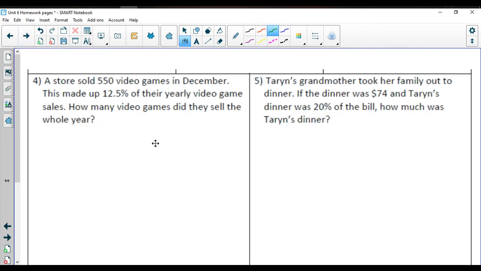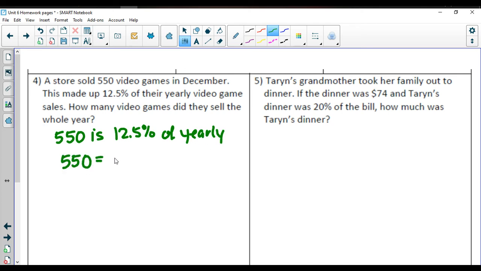For question number 4, a store sold 550 video games in December. This made up 12.5% of their yearly video game sales. How many video games did they sell the whole year? So we're going to put 550 is 12.5% of yearly. The yearly is what we're trying to figure out.